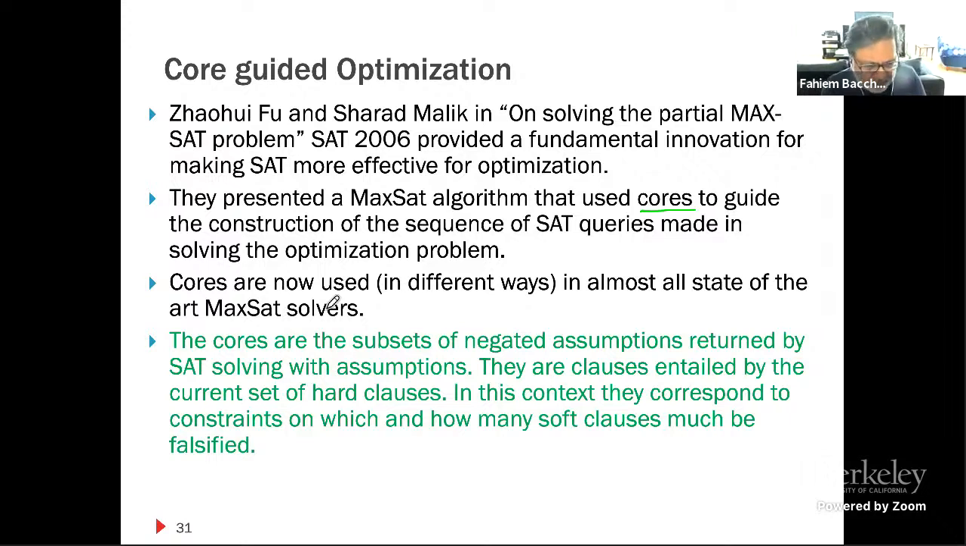And for our purposes, we can just think about the cores as being the subsets of negated assumptions that were returned by the SAT solver when you solved under assumptions. And these are clauses that are entailed by the current set of hard clauses. And in this context, what they're going to correspond to, we're going to see this more clearly in a bit, they're going to correspond to constraints on which and how many soft clauses must be falsified in order to make the formula satisfiable.